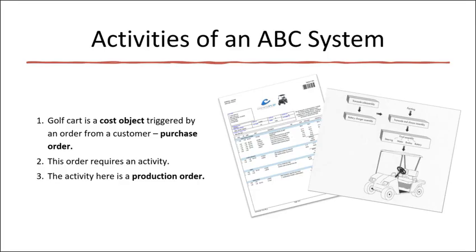Activity-based costing estimates the cost of the resources consumed by cost objects. A cost object, well, that can be a product or a service that generates activities. For example, at Buggy Corporation, a golf cart is the cost object triggered by an order from a customer. This order made by a customer requires an activity. The activity here includes the preparation of a production order. Preparing a production order consumes resources, say, for example, paper, and this resource has a cost. Activities form the link between cost and cost objects.